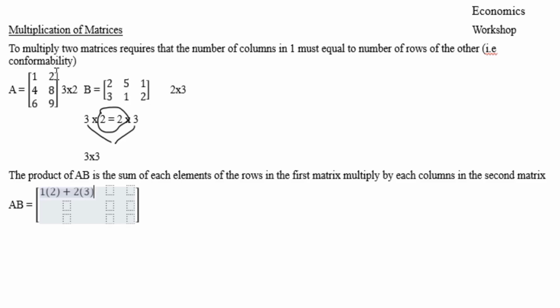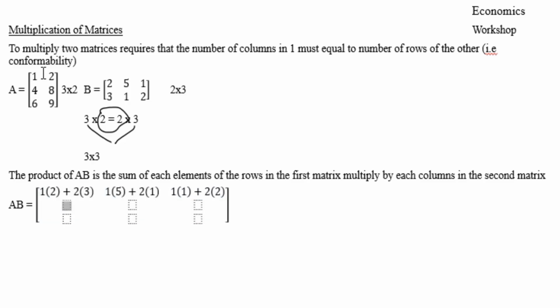This one, row 1 and 2, we multiply this column, then we move on to the next one, 1 and 2: 1 multiplied by 5 plus 2 multiplied by 1. Move to the next column again, that will be 1 multiplied by 1 plus 2 multiplied by 2.